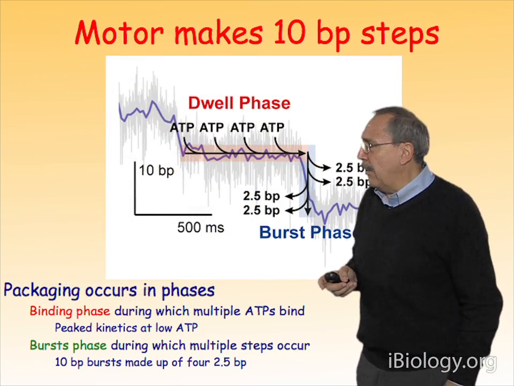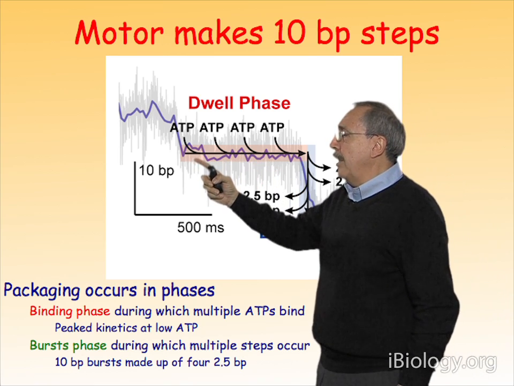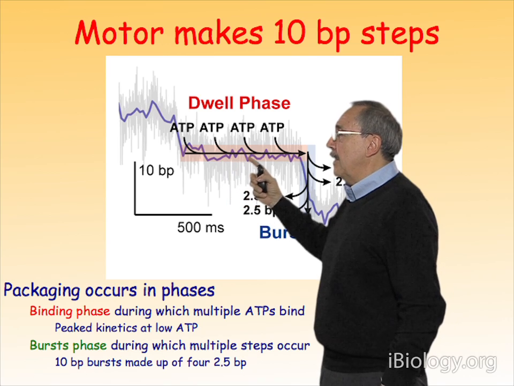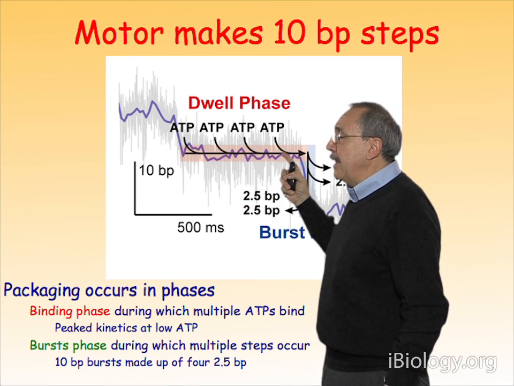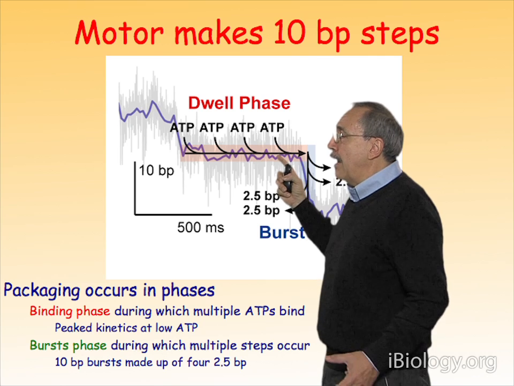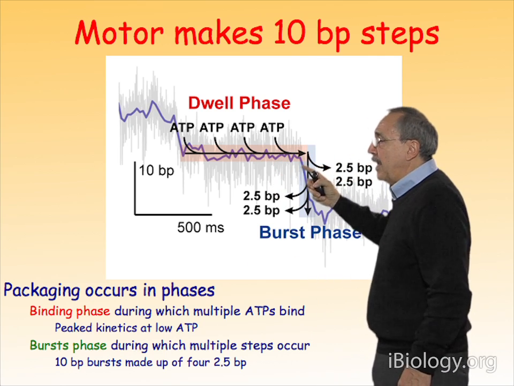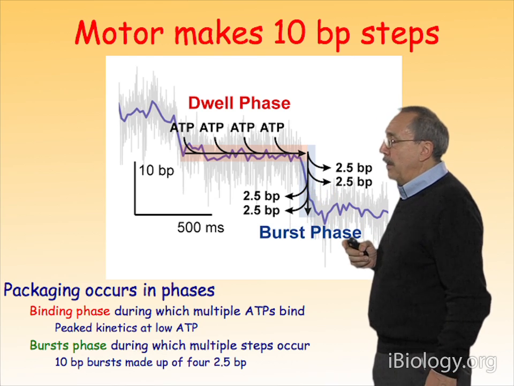So here is what we learned, for example, with this method. We know that there are 5 ATPases, but for some reason that we are now beginning to understand, only 4 of the ATPases that bind ATP during the dwell phase are used to translocate the DNA, so that there are 4 sub-steps of translocation of 2.5 base pairs each during the burst phase, right?